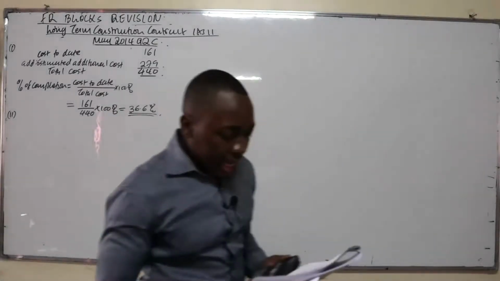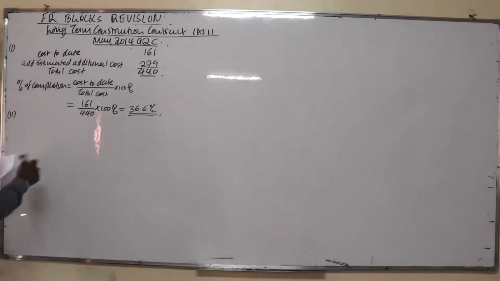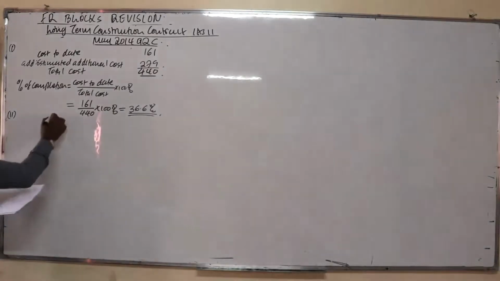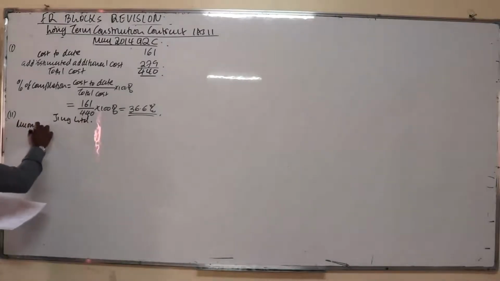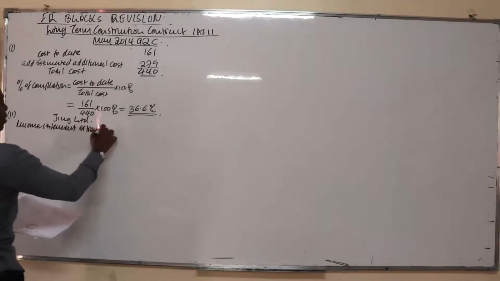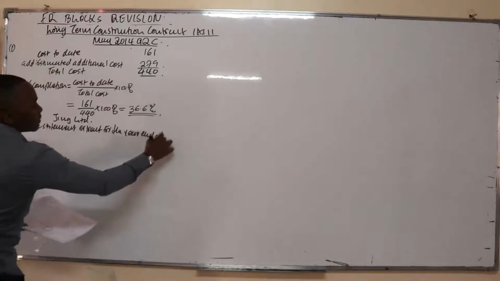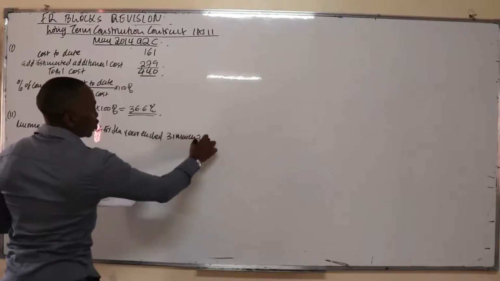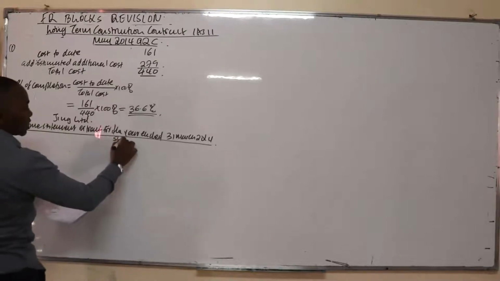Number 2, extract of the income statement. So let's present the income statement. So how do we get the income statement? We have Jing Limited income statement extract for the year ended 31st of March 2014. And with respect to that, our shillings are in millions.